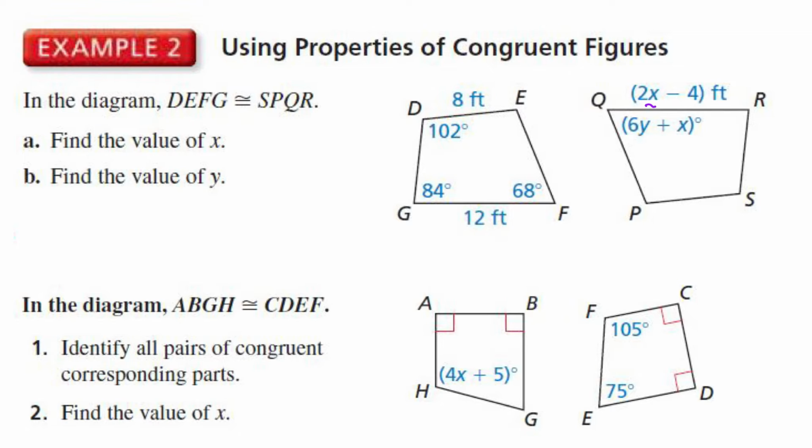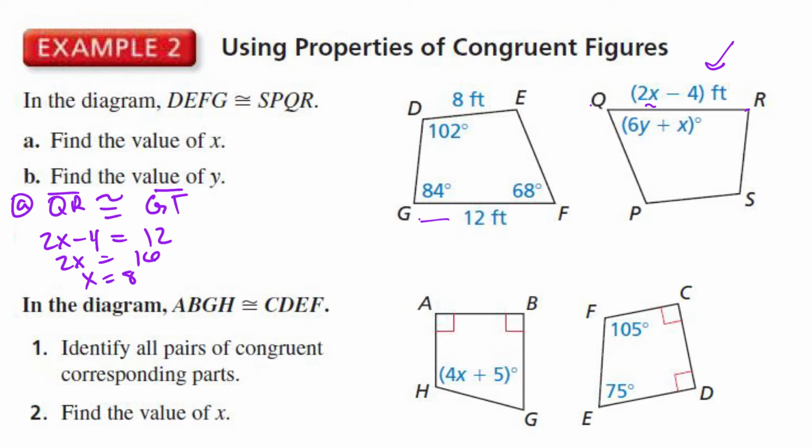First we have to figure out what part of this polygon is congruent to that part. If you just flipped this triangle, like you reflected it, it would match that triangle. So for A, you have QR is congruent to GF. So 2x minus 4 is equal to 12. So 2x is equal to 16, x is equal to 8.